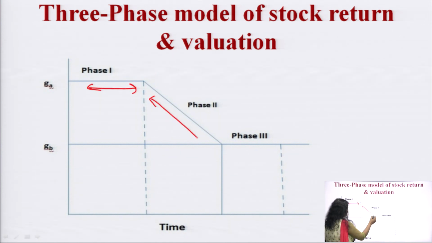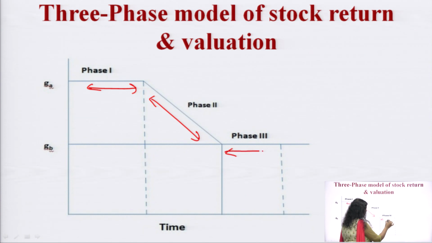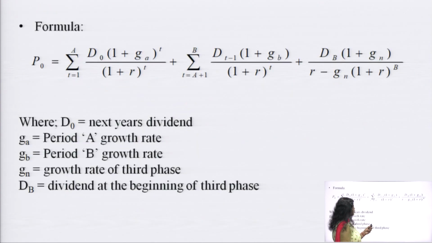Then in the second phase it declines, and this decline is always linear in nature. Then in the third phase it again grows and remains constant for the perpetual existence of the equity investment. So this is the categorization of how the 3-stage growth model works in the market. Now quickly let's go through the model.